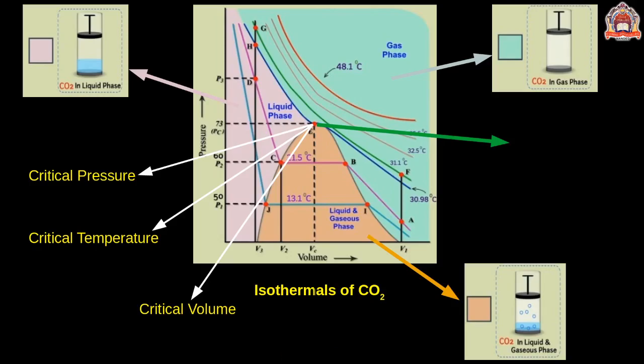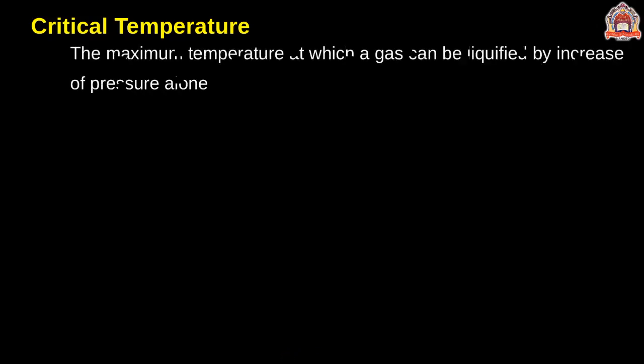So we can now define these critical points: critical pressure, critical temperature, and critical volume of carbon dioxide or any gas. First, critical temperature, represented as Tc. It is defined as the maximum temperature at which a gas can be liquefied by the increase of pressure alone. Above this temperature, the gas cannot be liquefied, however large the applied pressure may be.